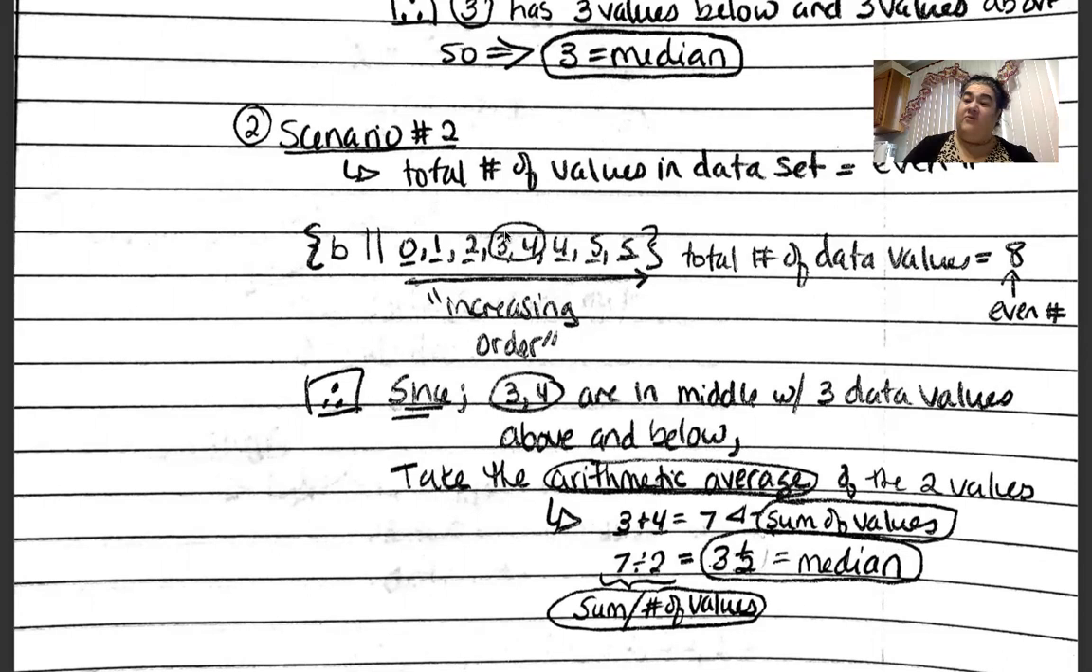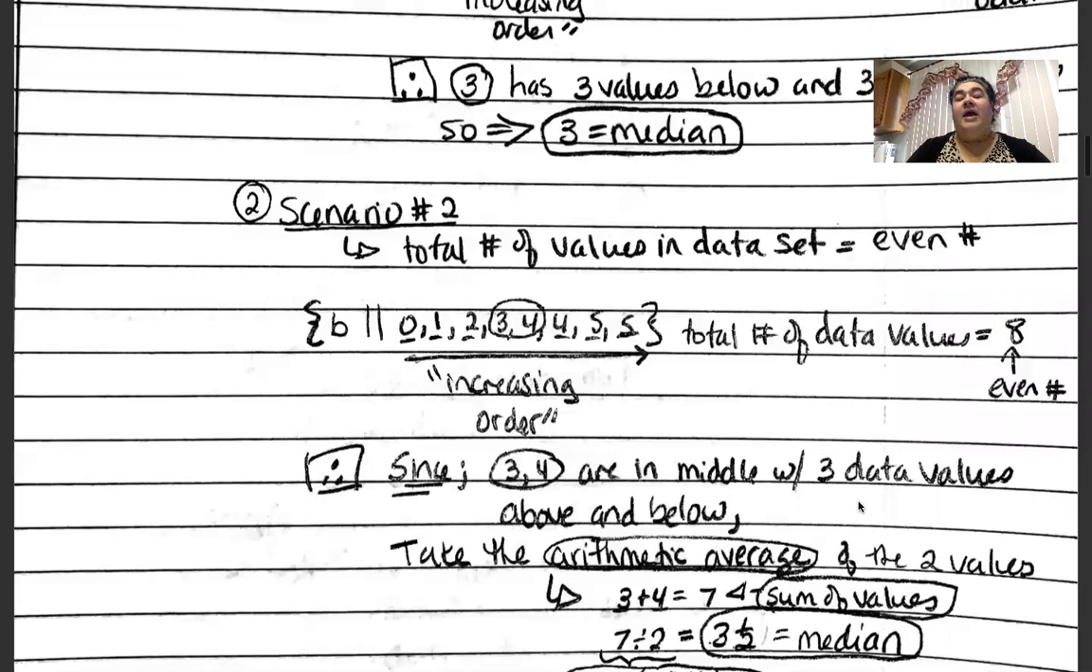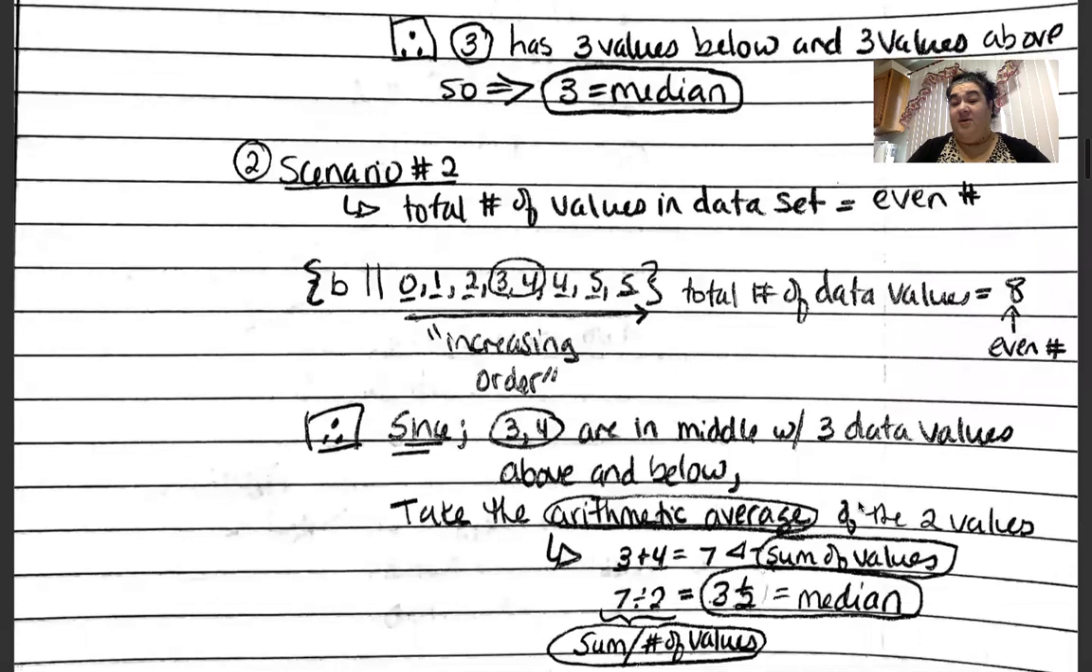So once again, when your data set has an even number of data values, you take the two values in the middle that leave you the same number of data values below and above, and then you find the arithmetic average of those two values by taking the sum of them and dividing by 2. When you do that, you get the actual value that is the median for that data set. So for data set B, the median is 3.5. So that's how you find the median in the two scenarios where you have either an odd number of data values or an even number of data values.